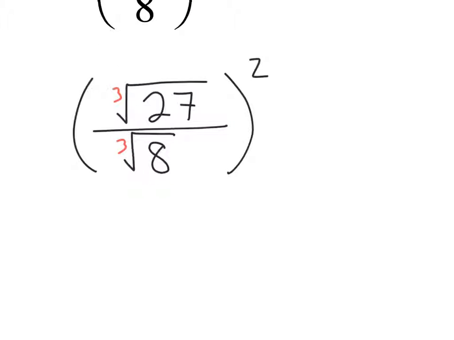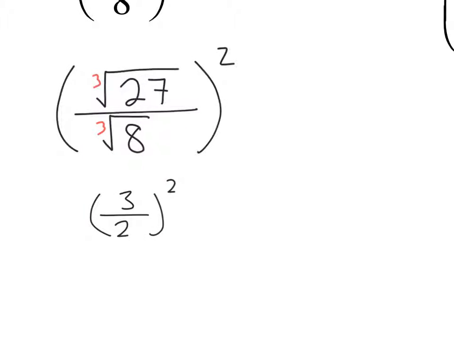So now we just think about it. What is the cube root of 27? That one's a 3. What's the cube root of 8? A 2. And all of that is still being squared. Now, we have much smaller numbers. Again, completely mental. I didn't even need my calculator for this. So my answer is actually 9 over 4. And I'm done.